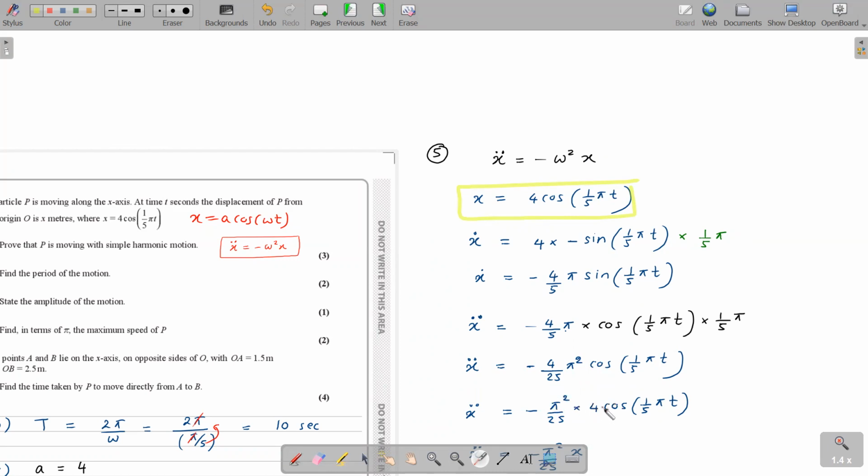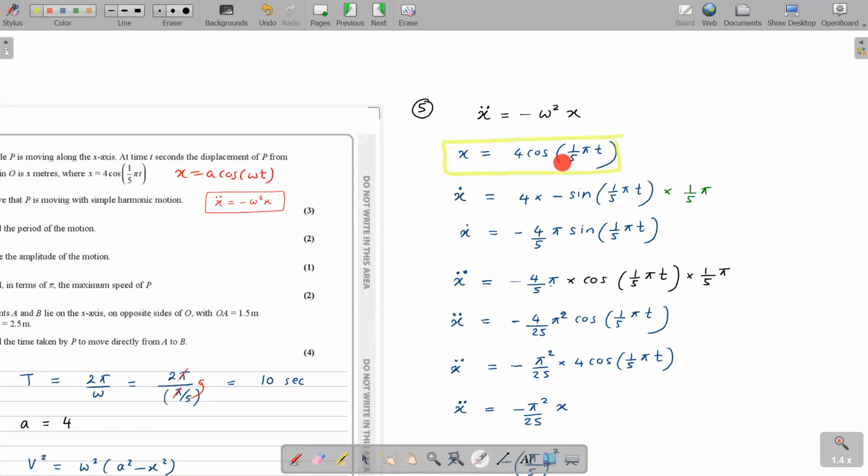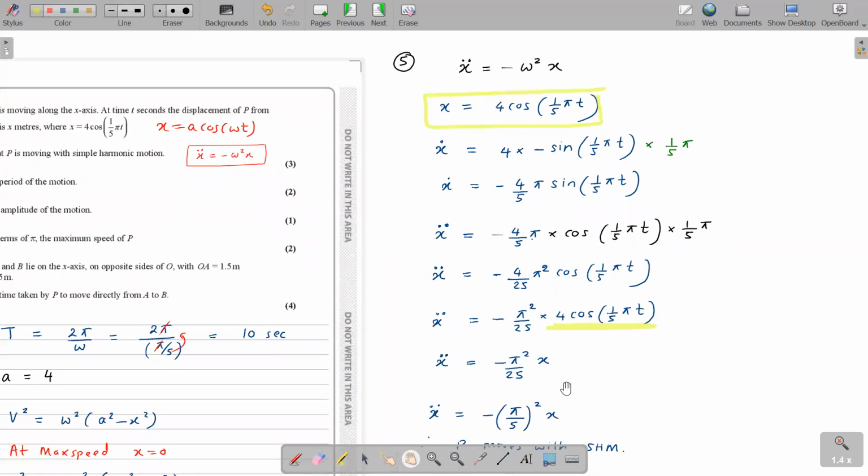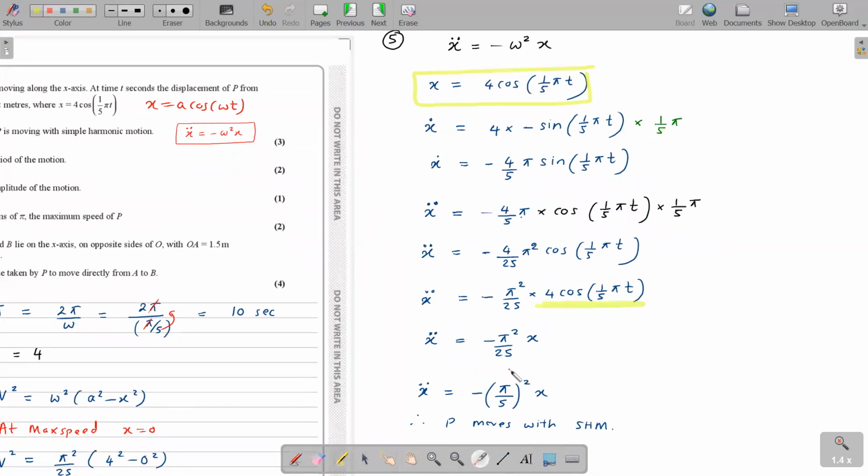So then 4 cos 1 over 5 pi t is your x. Can you see? I replaced the 4 cos 1 over 5 pi t with x over here. So it's minus pi square over 25 times x. And that's it, right? That shows that I've proved that my object moves in simple harmonic motion, right? So the pi square over 25 is the omega square, and this is the x.